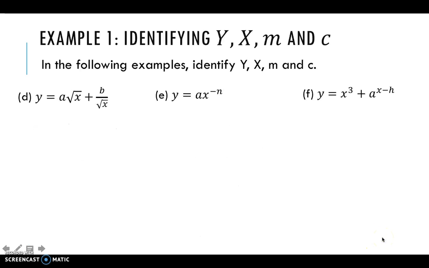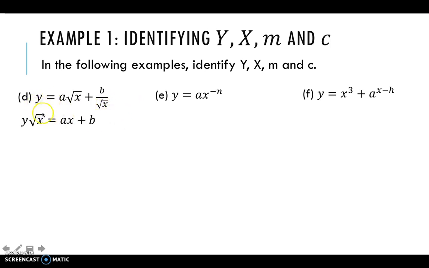Okay, let's take a look at more examples. Let's take a look at part D. y equals a square root x plus b square root x. Now same thing, you realize that both also contain x. So one of the things you can do to remove the denominator is just to multiply everything by square root x.